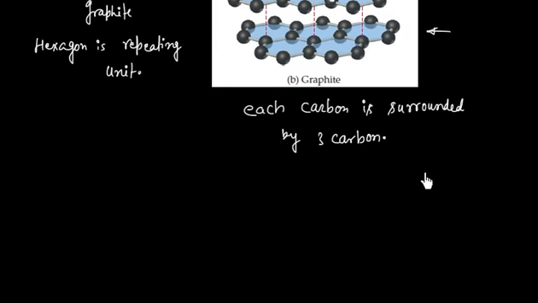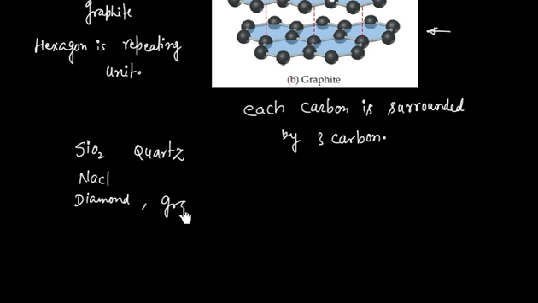So we discussed crystalline solids. SiO2 quartz is an example of crystalline solid. NaCl is a crystalline solid. Diamond is a crystalline solid. Graphite is a crystalline solid.